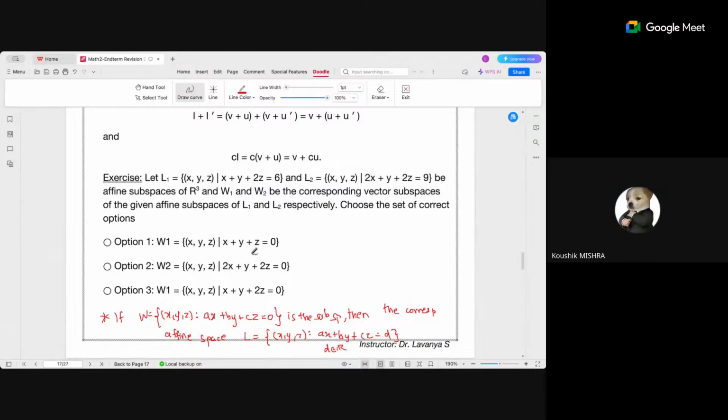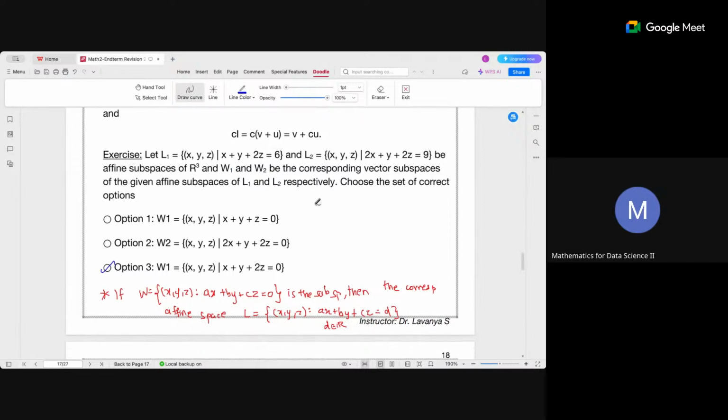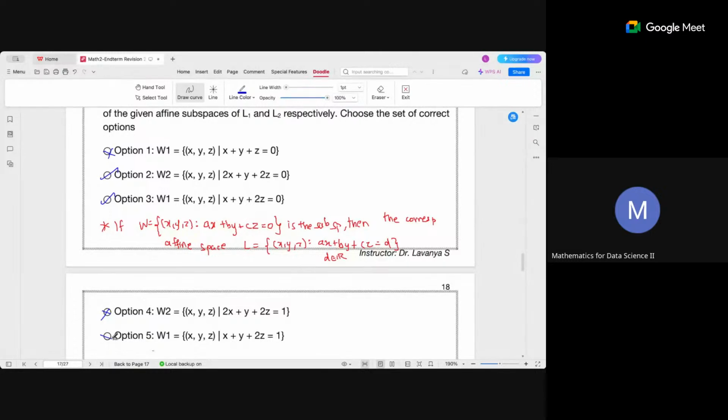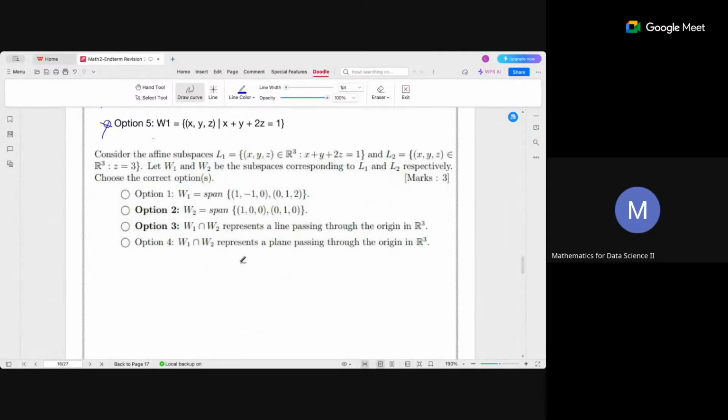Now from this, can you tell me what the corresponding subspaces W1 and W2 are? Option 2 and option 3. Option 2: x plus y plus 2z is equal to 0 and 2x plus y plus 2z is equal to 0. Option 2. So this is incorrect. This is incorrect. This is again incorrect. Clear?